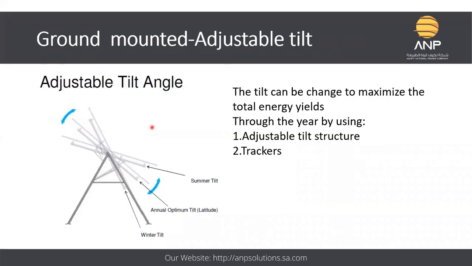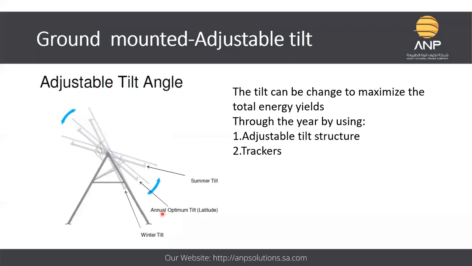Another type of structure is the adjustable tilt structure and the structure with trackers. First I'm going to explain the adjustable tilt type of structure. Adjustable tilt means you will be able to adjust the tilt of your plant as per the season.